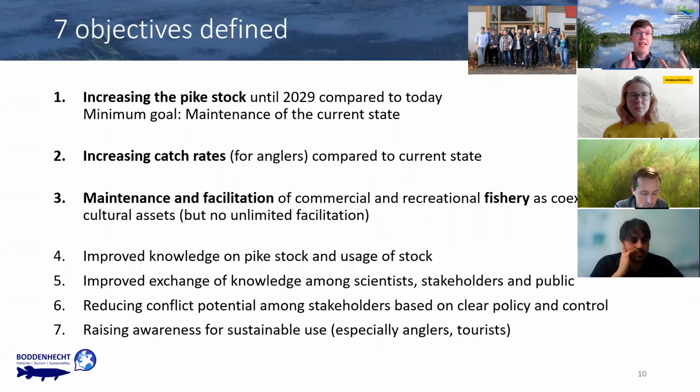So they had full consensus on the objectives. So they defined 7 objectives. One was increasing the pike stock, or at least maintain the current state. And increasing the catch rate, which is relevant for anglers, especially compared to the current state. And maintenance and facilitation of commercial and recreational fishery as coexisting cultural assets. And then there are further scientific and socially relevant objectives here.